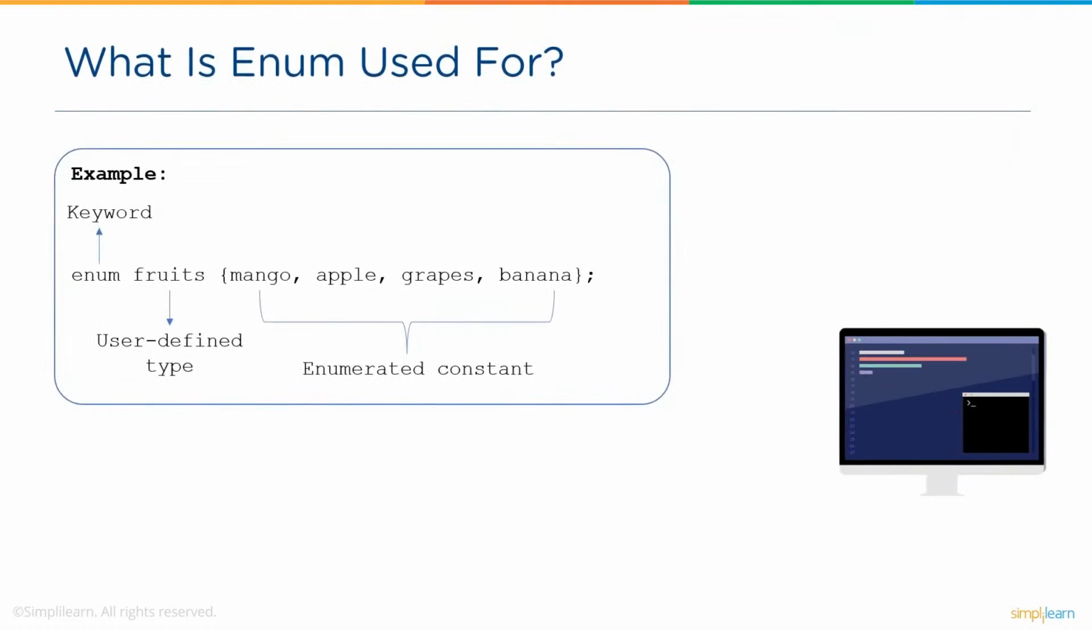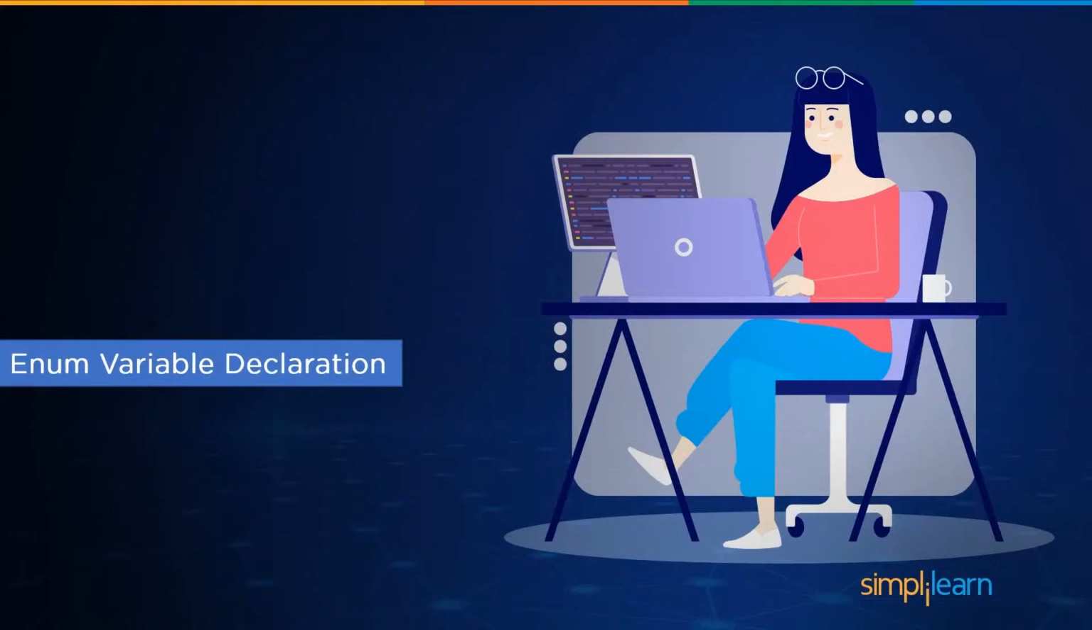In C programming, the compiler assigns integer values to all the enumeration constants by default, and that begins from 0, 1, 2. Okay, so let us move on to the enum variable declaration.